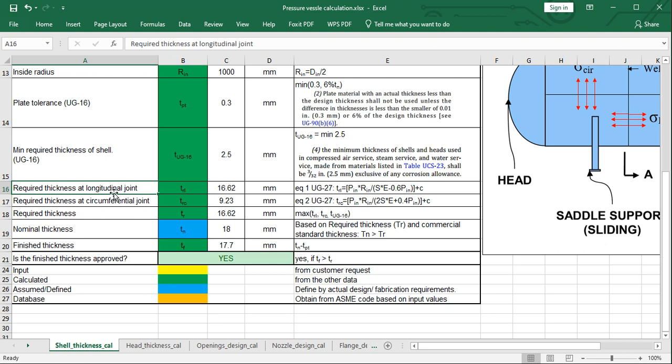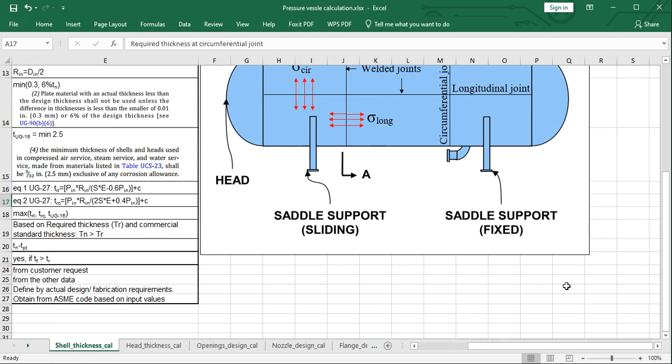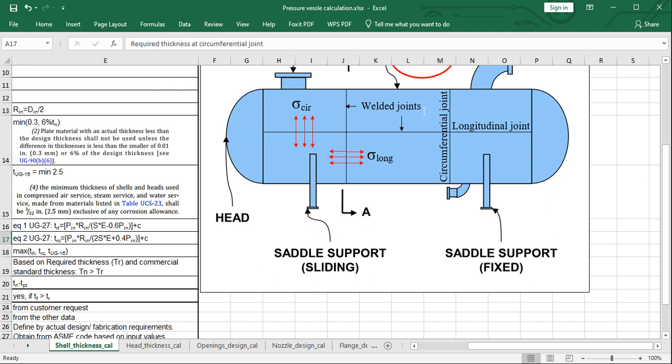Required thickness at the longitudinal joint. In order to make sure that you won't be confused between these two definitions, I'll remind you that at the longitudinal joint we have the circumferential stress, and upside down, at the circumferential joint we have the stress in the longitudinal direction.